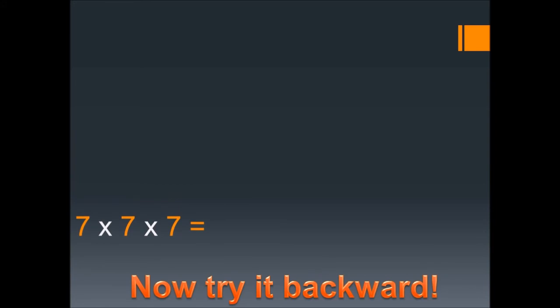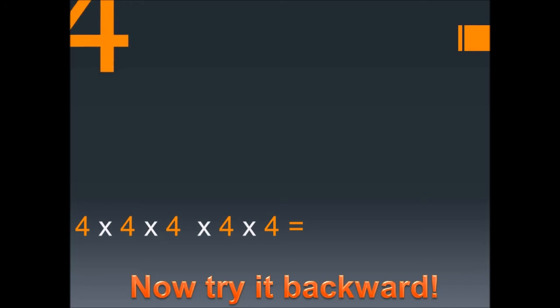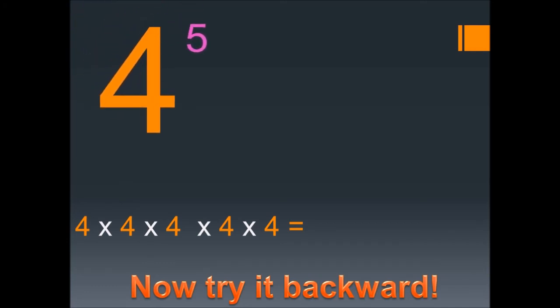Your base is 7. Count up how many times you're multiplying 7. That's your exponent. Seven to the 3rd power, or 7 cubed. Four is your base. Count up how many 4s you have. That's your exponent. Four to the 5th power.